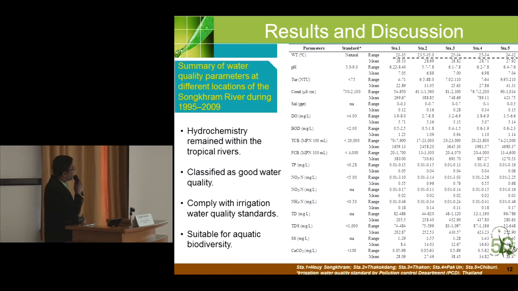So this is the results and discussion part. You can see the table, which is the summary table of all the 17 water quality variables and their range and mean for the 15 years. So we can see from this summary that the water quality of the lower Songkhram River basin is very good quality, and the hydrochemistry of this river is within the range of the tropical rivers. And I also tried to see whether the water quality complies with the irrigation water quality standard from the Pollution Control Department, and we can see that all the values are within the range of the irrigation water quality standard, and also it is suitable for the aquatic biodiversity.